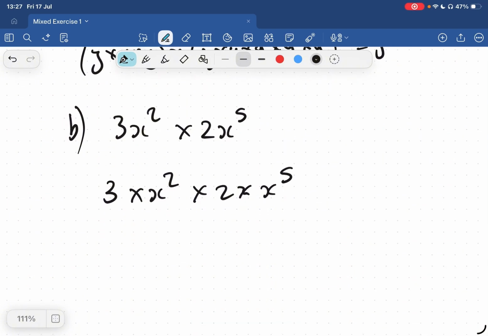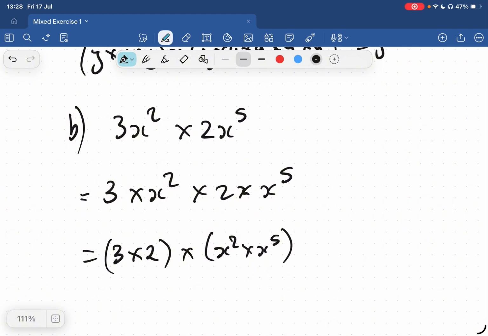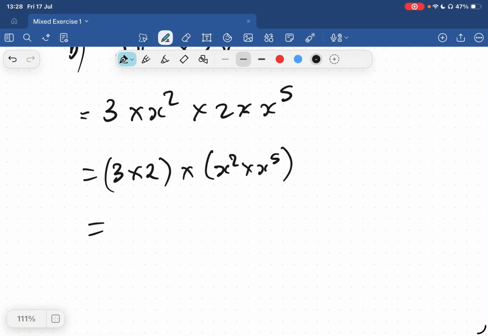3 times x squared times 2 times x to the 5. So we rearrange this into what makes it easy for us. And you can see this is why we do 3 times 2, which is 6, and then we do the exact same as part A, we add those two numbers. That's why it's 6x to the 7.